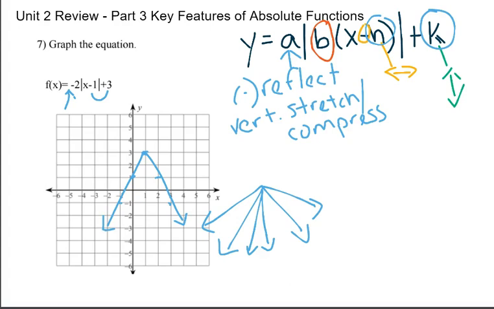but get in the habit of starting to recognize what transformations should be happening based just on looking at the equation, because it'll make you better, and we're going to be doing these transformations all year. So it's really helpful to learn what each of these letters do.